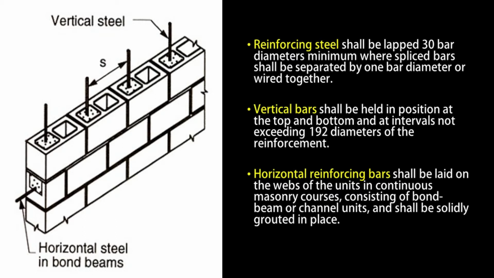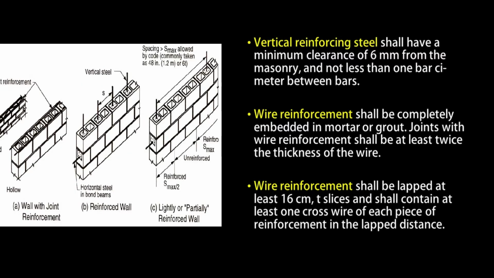Vertical bars shall be held in position at the top and bottom and at intervals not exceeding 192 diameters of the reinforcement. Horizontal reinforcing bars shall be laid on the webs of the units in continuous masonry courses consisting of bond beam or channel units and shall be solidly grouted in place. Vertical reinforcing steel shall have a minimum clearance of 6 mm from the masonry and not less than 1 bar diameter between bars. Wire reinforcement shall be completely embedded in mortar or grout.